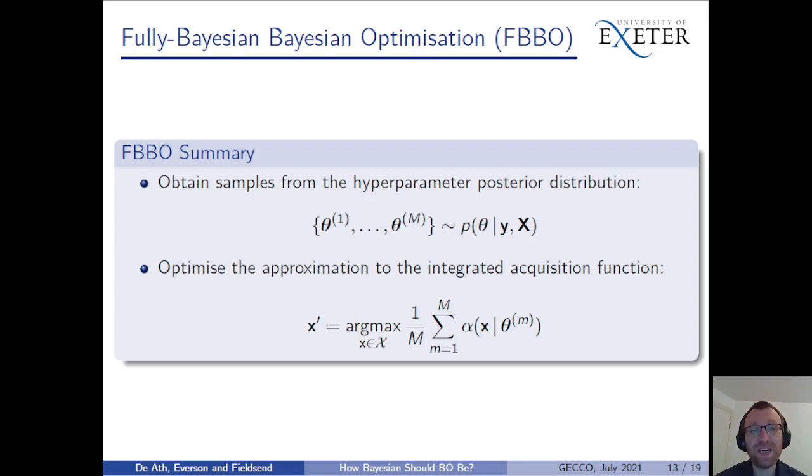In summary, fully Bayesian optimization contains two main steps. First, we must draw samples from the hyperparameter posterior to obtain effectively M models, and then we must optimize the approximate integrated acquisition function by averaging the acquisition function evaluated on each of these models.